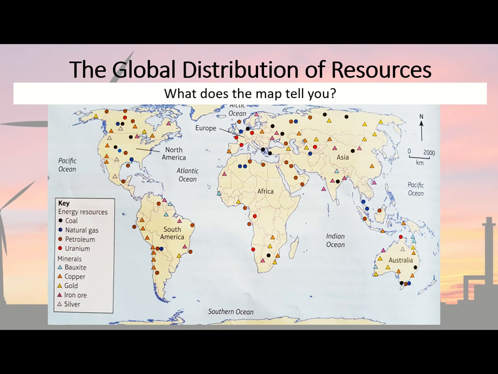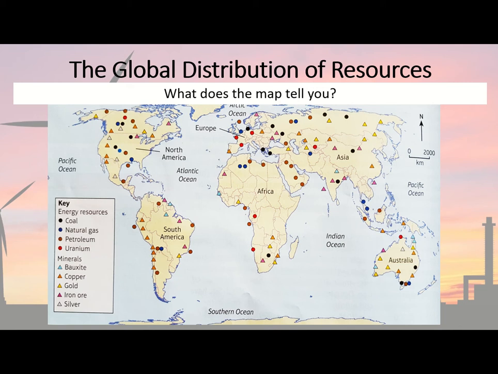But what does this map tell you? I'll pretty much give it away already. It just shows you where some of the large-scale deposits of various resources can be found around the world. So there are 2 categories on this particular map. The circles are energy-based resources. So you've got coal, gas, petroleum or oil-based resources, and uranium, which is what we use for nuclear power.